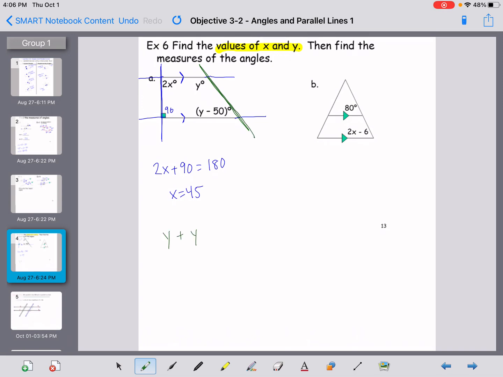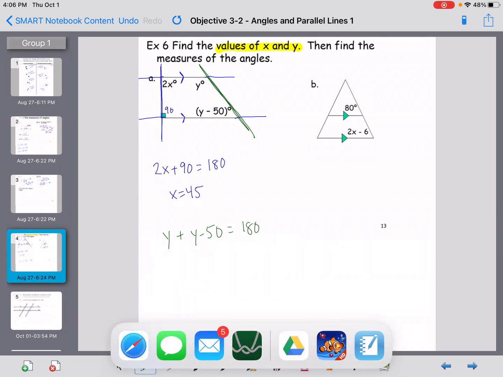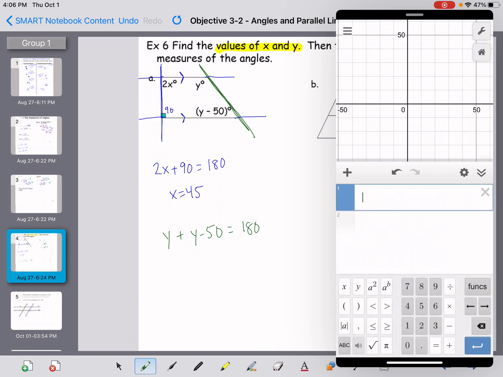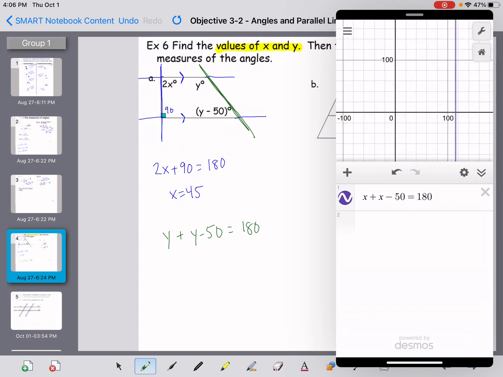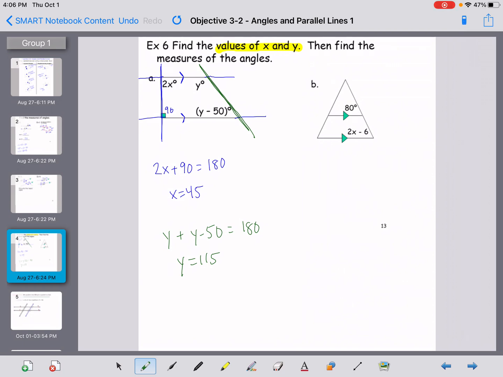Y plus y minus 50 equals 180. So let's go back to my buddy. X, remember I'm typing in x so that I'm consistent all the time. What am I getting here? X is 115, so that means Y equals 115. Okay. And B is really the same thing too.